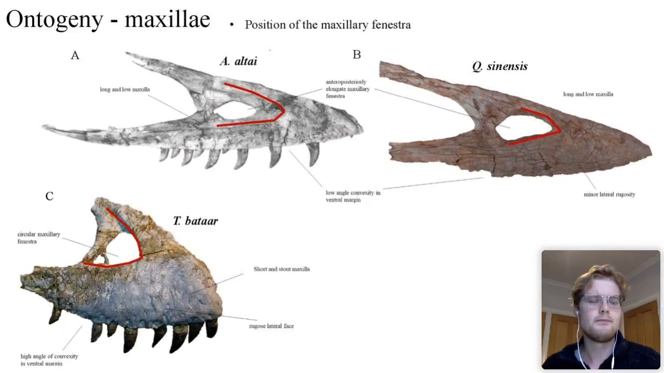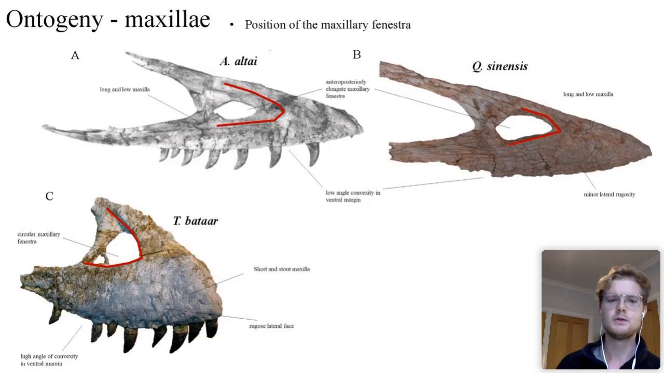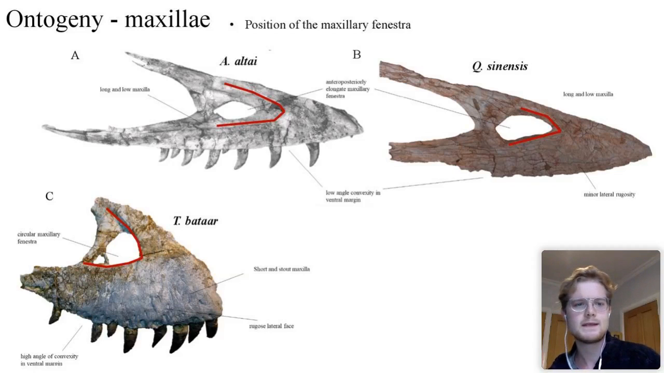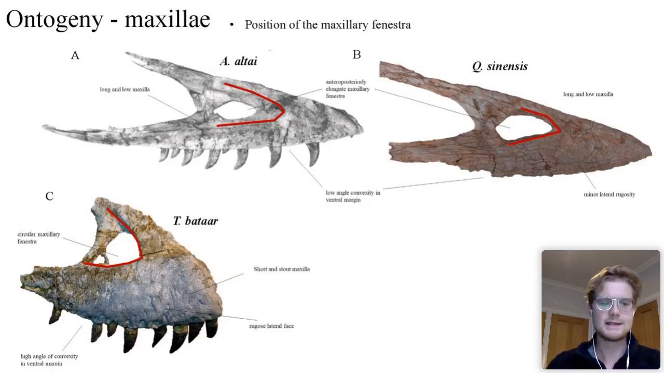We also see evidence of higher ontogeny in the maxillae. Anatomy is quite hard without a pointer or anything, but I've done my best here to point out some of these features. So the maxillary fenestra in tyrannosaurids, as their skulls deepen and widen with age, it tends to move forwards in the skull, and it sits within this maxillary fossa. And you can see there's kind of a grading here. A is Alioramus altai, B is Qianzhousaurus sinensis, and C is an adult Tarbosaurus.